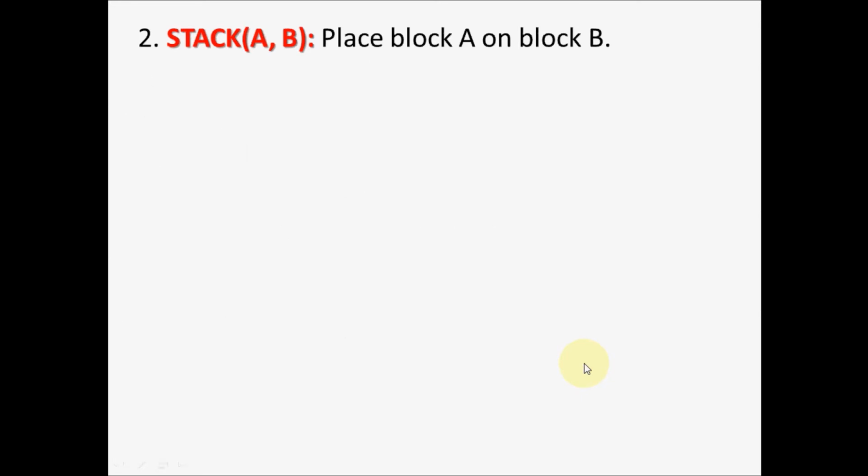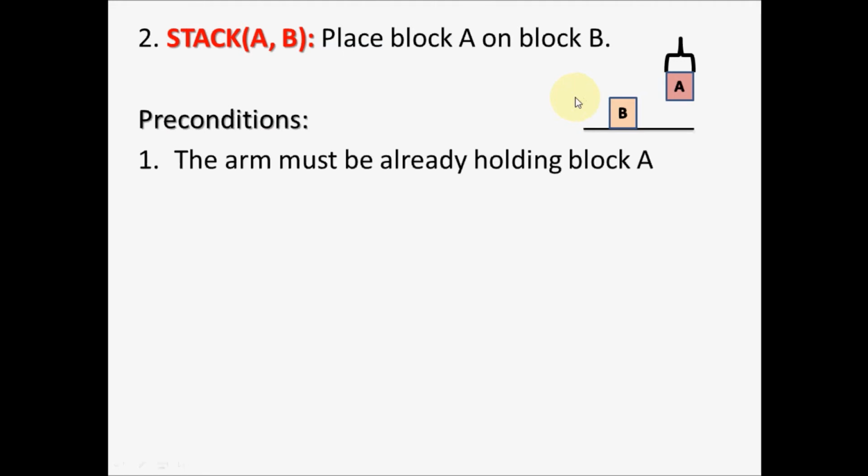Second action is stack. Now stack is exactly the opposite action. Placing block A on top of block B is called a stack action. Consider the figure. For this stack action to occur, your robotic arm must be holding a block. So when I say block A is stacked on top of B, the robotic arm must already be holding block A, and block B should be clear. There should not be any other block present on top of block B. Only then can stacking happen.